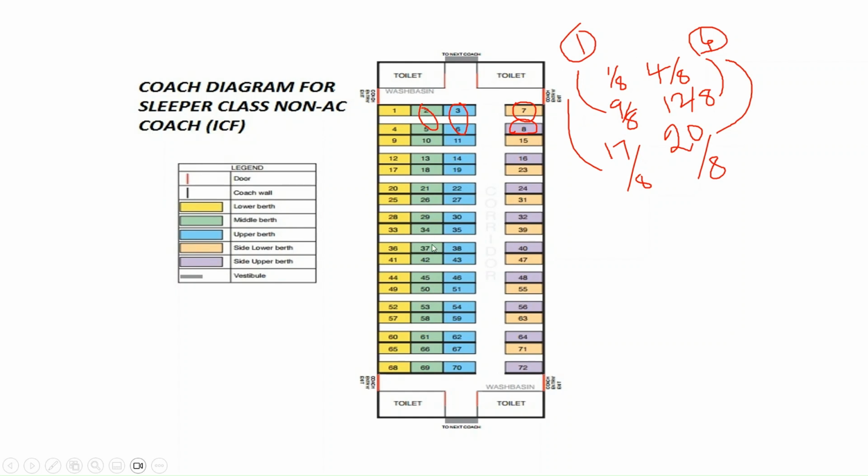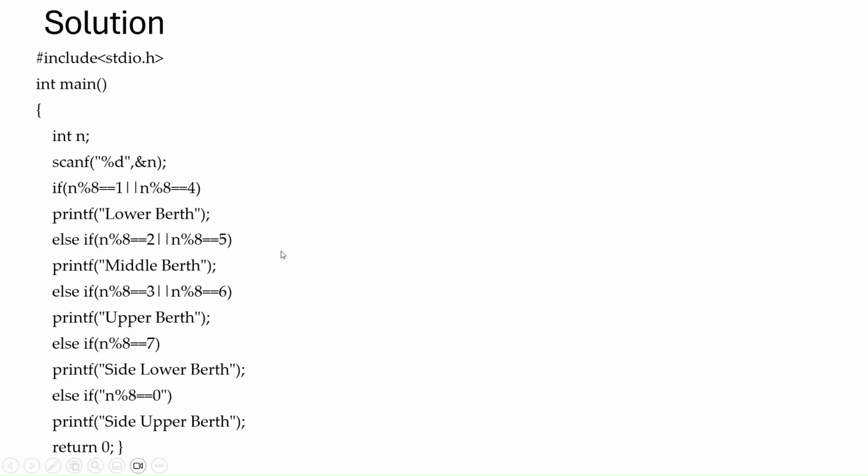I'm discarding the annotations. Now we look at the solution. We have declared a variable n of integer type to get the seat number from the user, and we have used scanf to get it. Next, as per the logic we have seen earlier, if you divide the seat number by 8 and the remainder is either 1 or 4, then it means the seat is a lower berth.